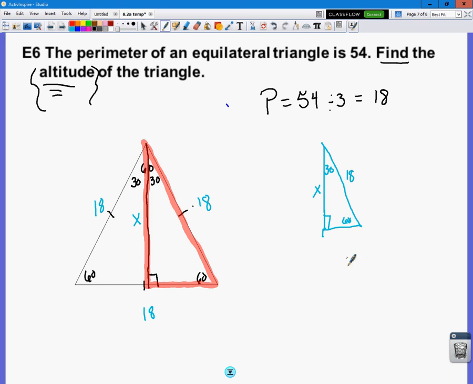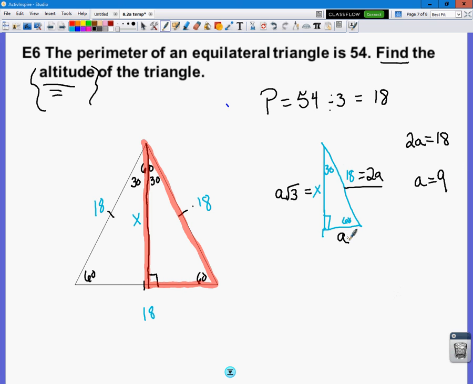What goes across from the 30? A. What goes across from the 60? A square roots of 3. And what goes across from the 90? 2A. And there's my algebraic equation. 2A is equal to 18. So when I divide by 2, A is equal to 9.